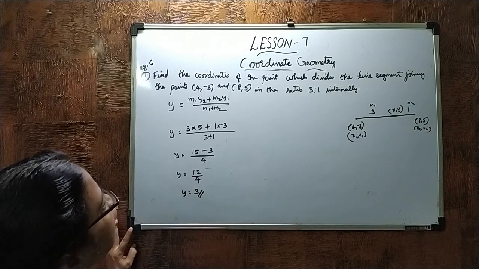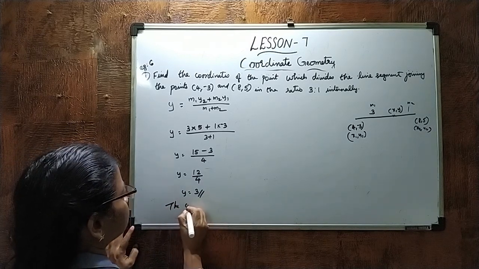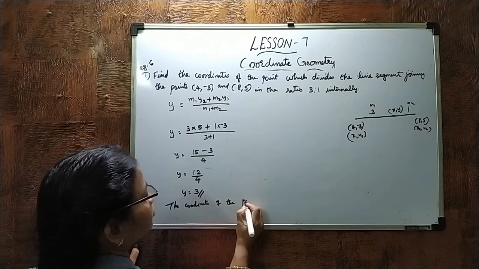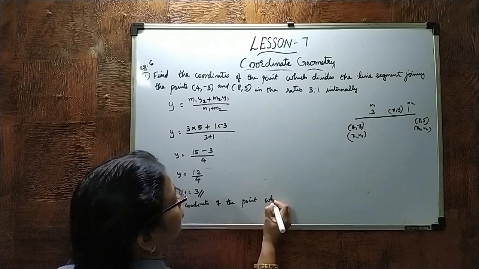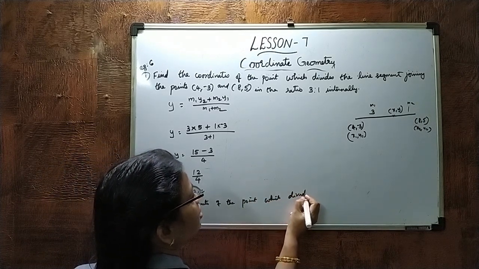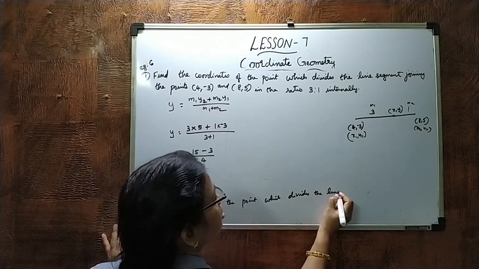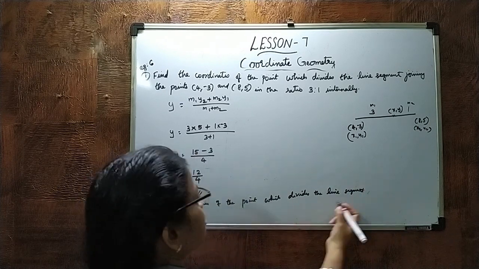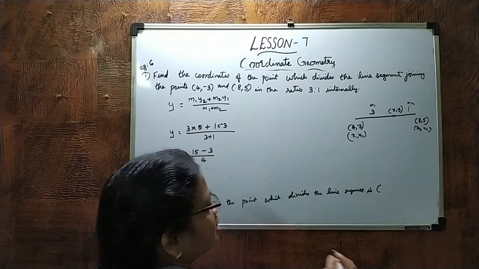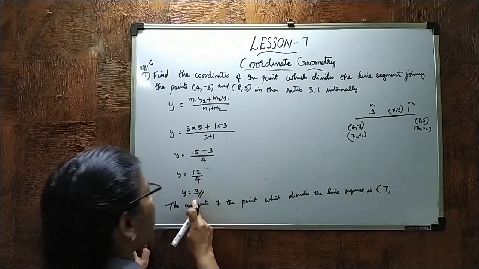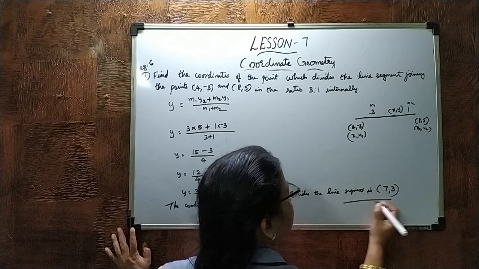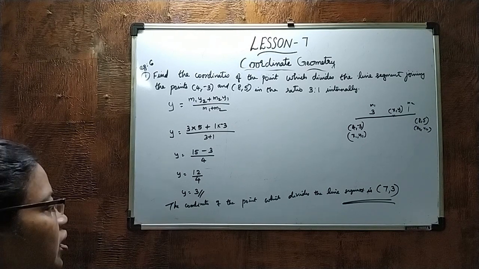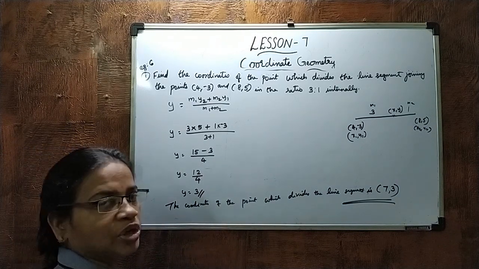So what we can say then? The coordinates of the point which divides the line segment is x equal to 7, you already got 7, and y equal to 3. The coordinates of the point which divides the line segment is (7, 3). Just apply, you will get the answer.